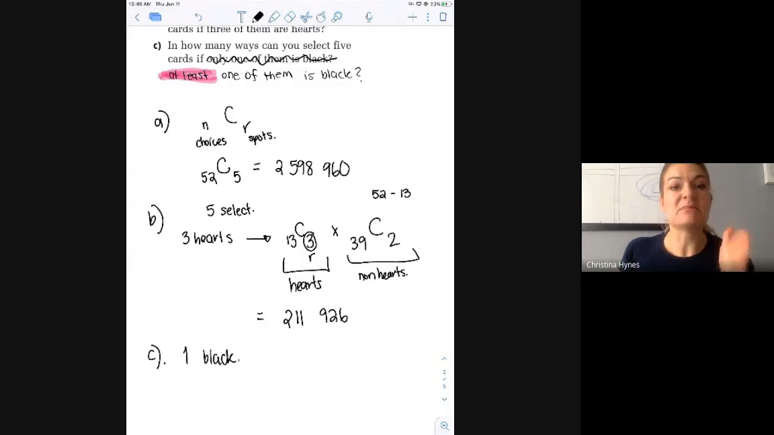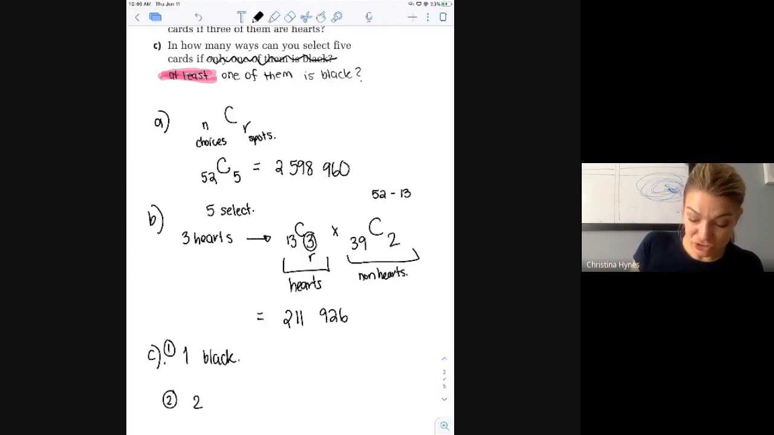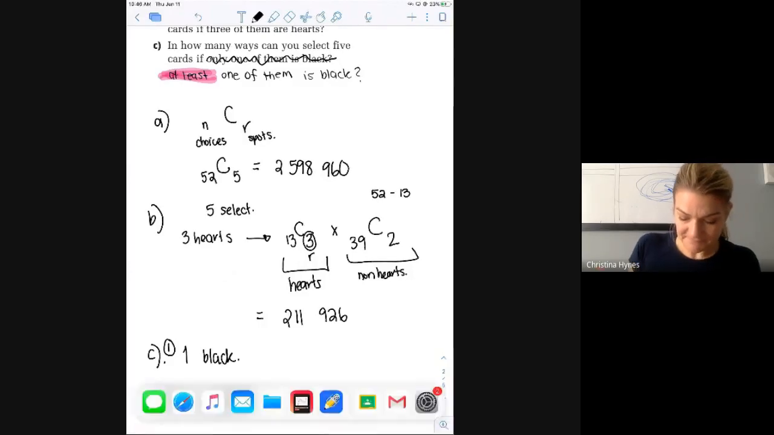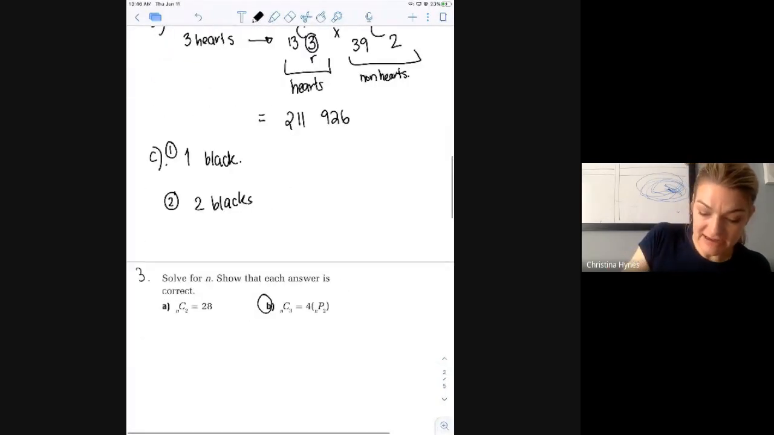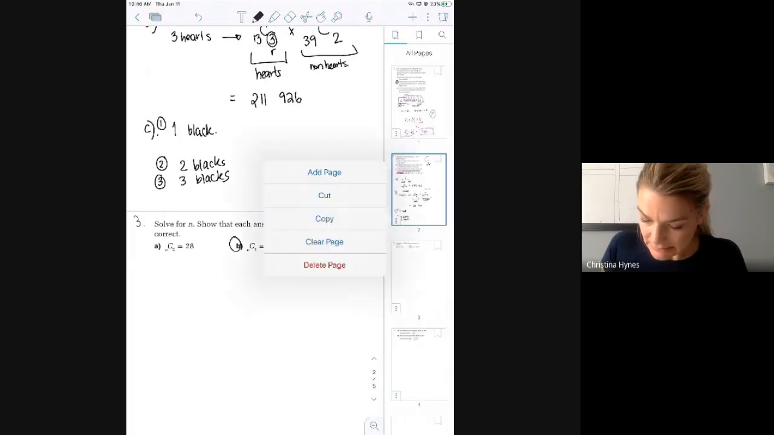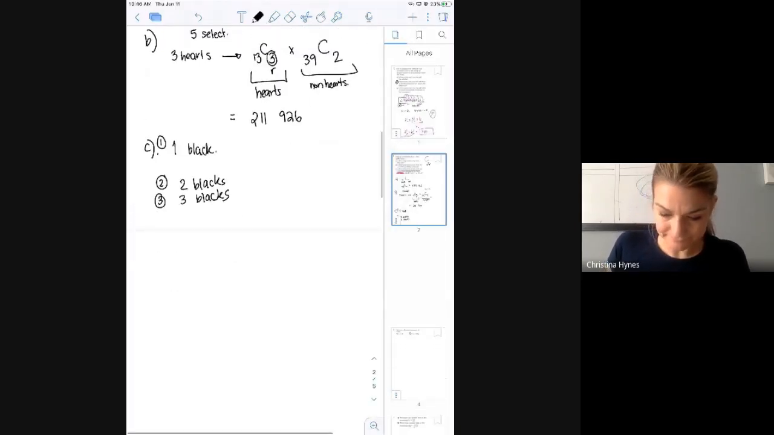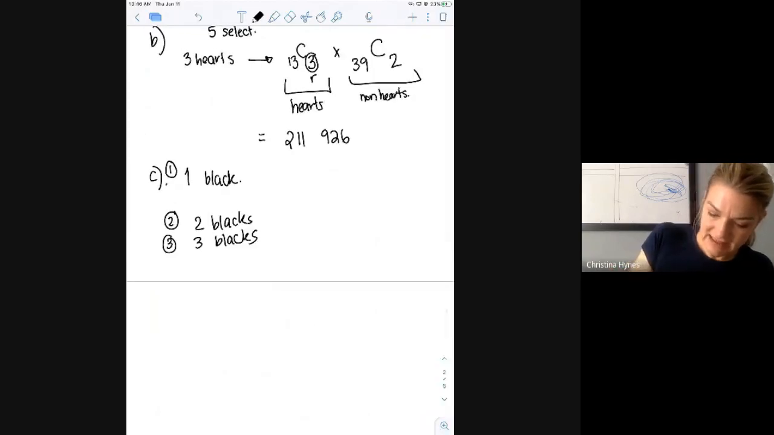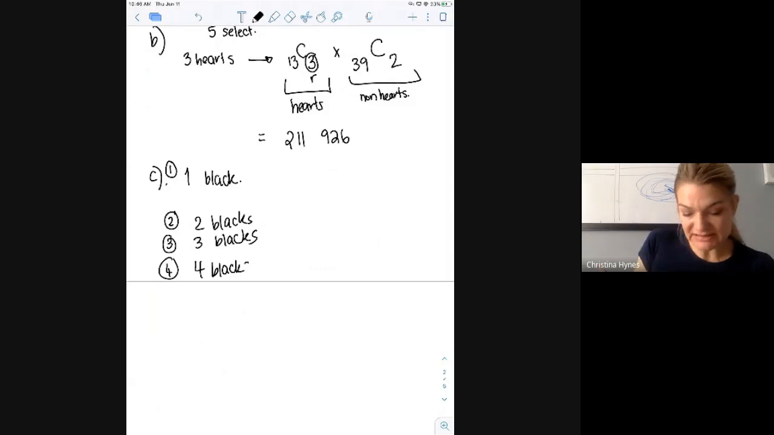At least means minimum. Okay, so I want minimum 1 black, which means that one case could be where I have 1 black. I could have 2 blacks. I could have case 3, 3 blacks. I'm going to add another page here. I could have case 4 being 4 blacks. And finally, the maximum cards you can still have is 5 cards. So my 5th case is where I have 5 blacks in my hand.